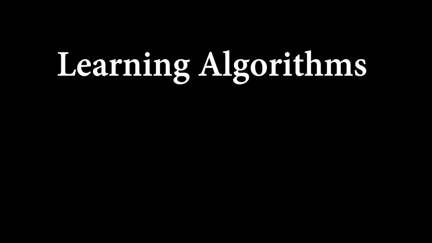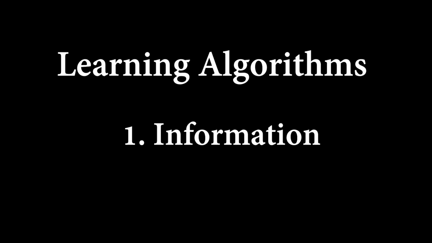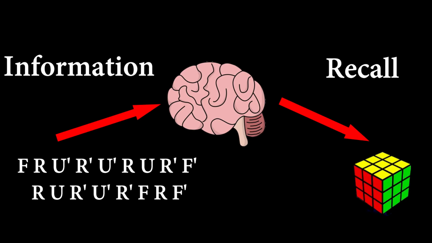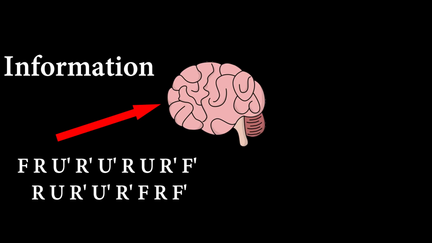Learning algorithms, or learning anything, is a matter of information and record. If you are more of a beginner, you will be focusing more on the information part, or how to get an algorithm into your head. Record is about retrieving the information from your head quickly. So let's start with information: how to memorize the algorithm.